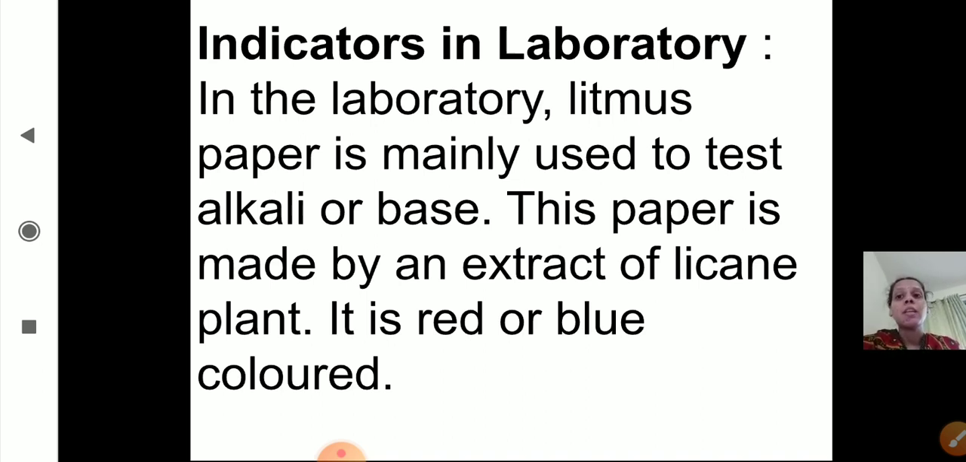In the laboratory, litmus paper is mainly used to test alkali or bases. Bases are also called alkali. This paper is made from an extract of the lichen plant. It is red or blue colored, and it is used to identify a basic solution. In the laboratory, it is mainly used to test alkali or bases. This paper is made by an extract of which plant? Lichen plant. It is red or blue colored.